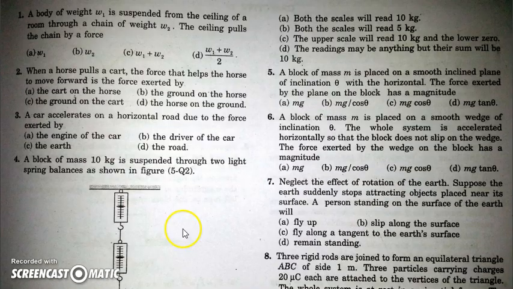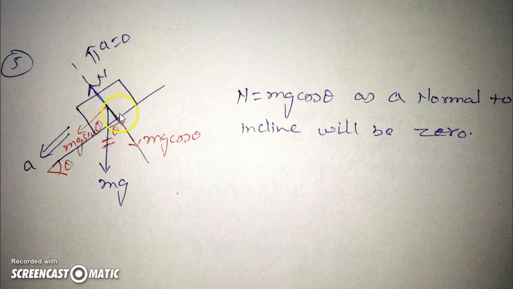Okay. In the next question, there is a block of mass m placed on a smooth inclined plane at an angle theta with the horizontal. We have to find the force exerted by the plane on the block. As there is no friction, the block will slide down the incline, but the acceleration of the block normal to the incline will be 0. So N will be equal to mg cos theta. We have just taken the component of mg as mg cos theta perpendicular to the incline, as acceleration normal to the incline is 0.